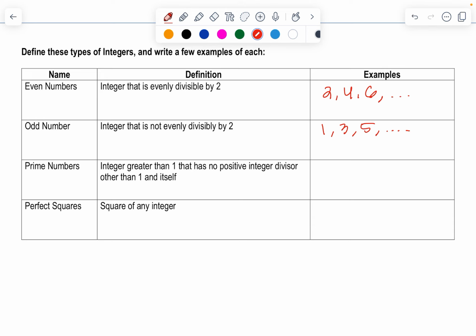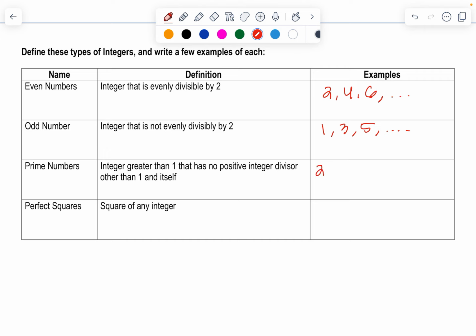Prime numbers are any integer greater than 1, so not negatives, any greater than 1, not including 1. And they have no positive integer divisor other than 1. So they're only divisible by 1 and themselves. So we would start with 2.